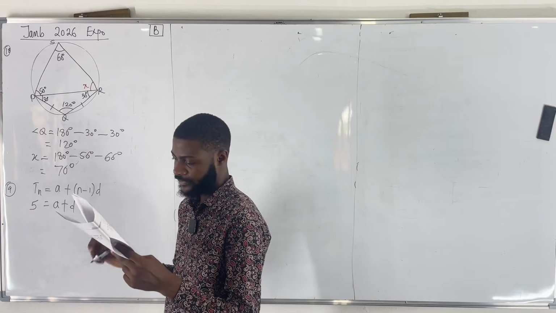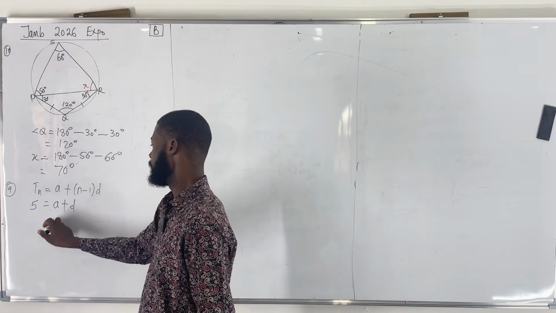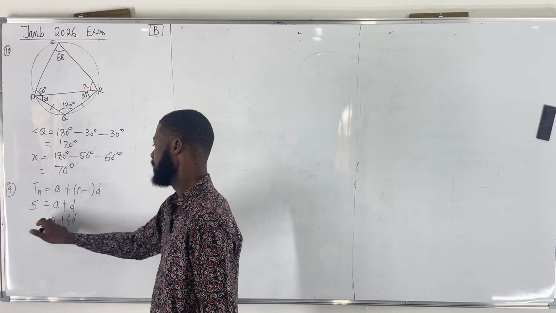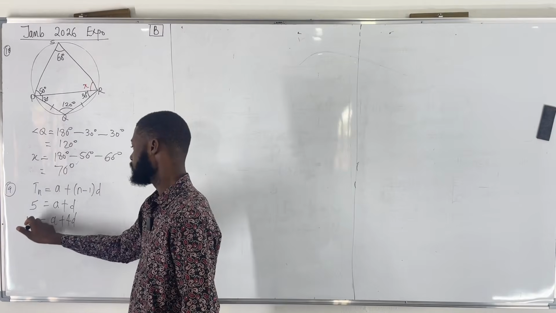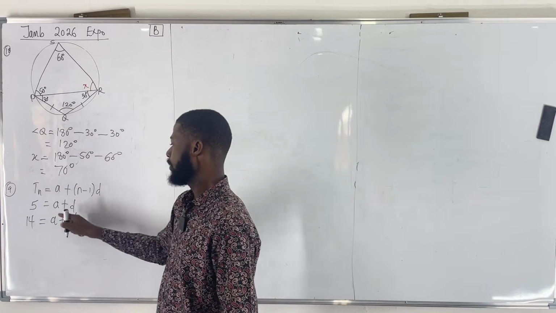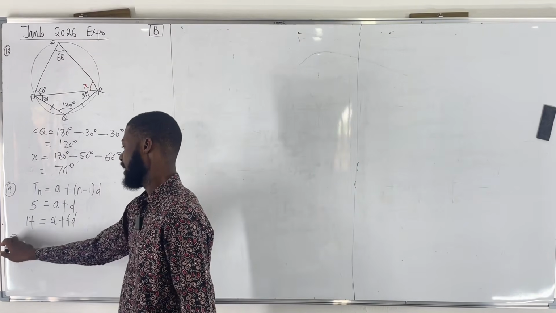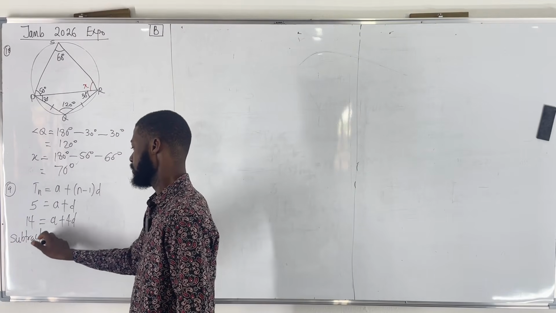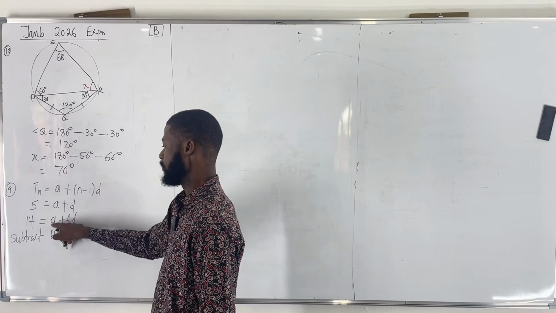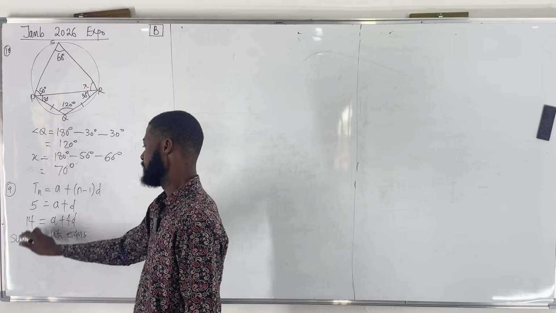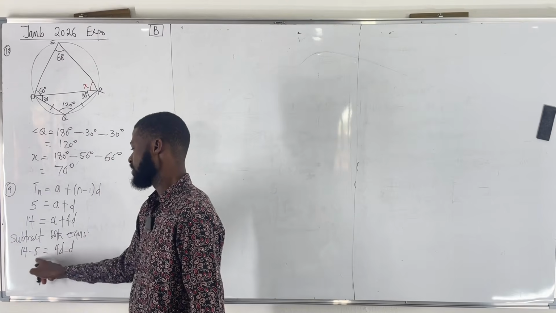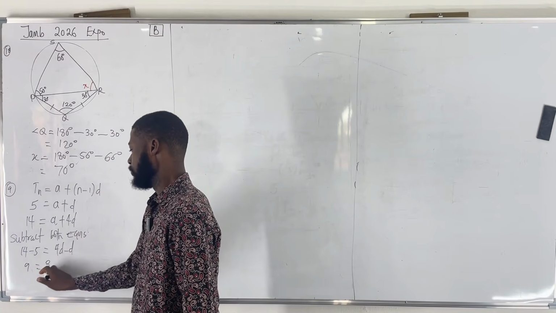Now, how about the next one? It says the fifth term. So this will be a plus 5 minus 1 is 4. So 4 times d is 4d. And this will equal what? 14. So first of all, let's find the a and the d. Now I could use the elimination method here. And then I will say subtract both equations, because a minus a is 0. So let's subtract it. Now this will be 14 minus 5 equals 4d minus d. So 14 minus 5 is 9. 4d minus d will be 3d.